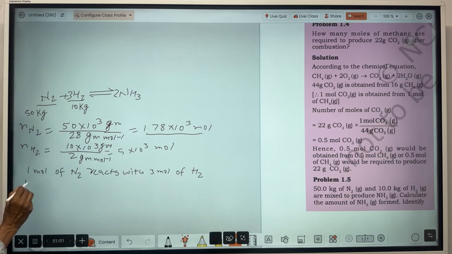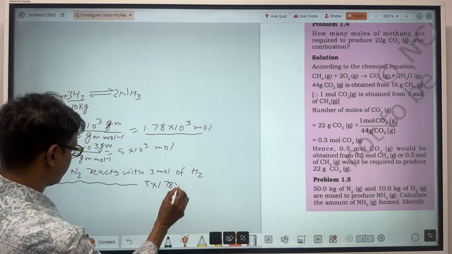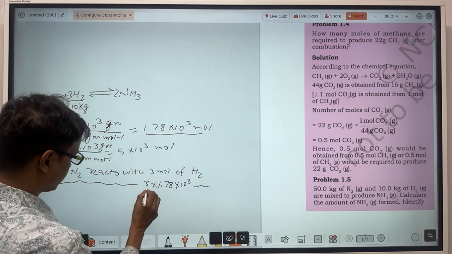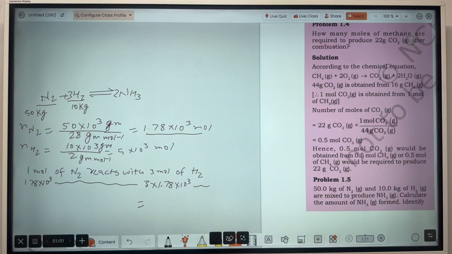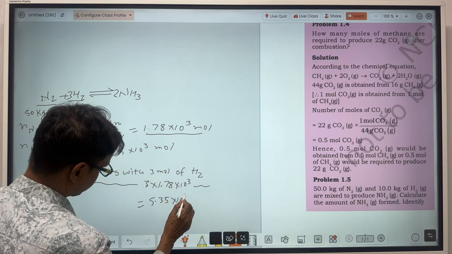You have 1.78 into 10 power 3 mole of nitrogen, which will react with 3 into 1.78 into 10 power 3 mole of H2. So now calculate that: 3 into 1.78. Multiply that, and it will be 5.35 into 10 power 3.